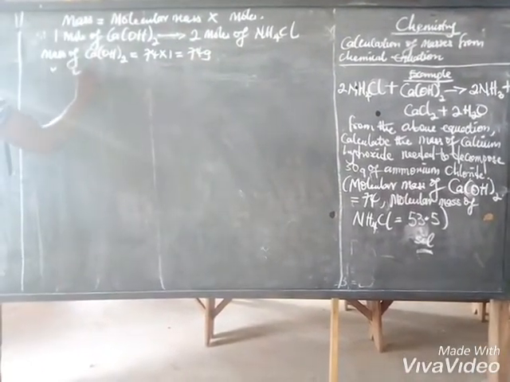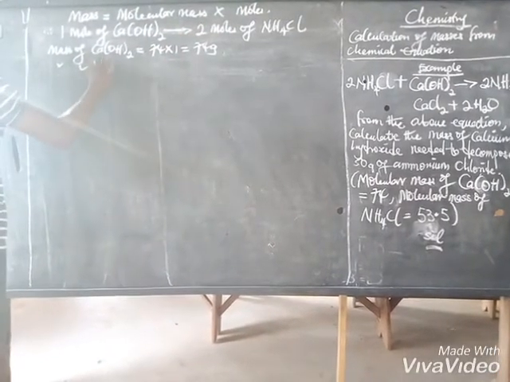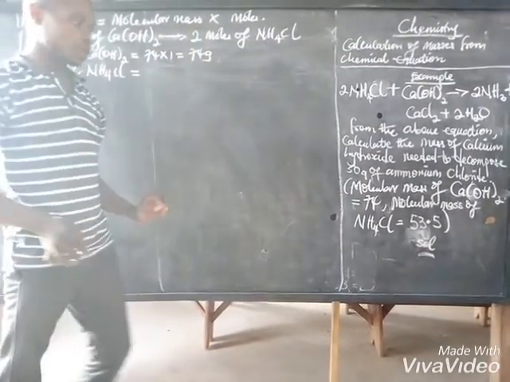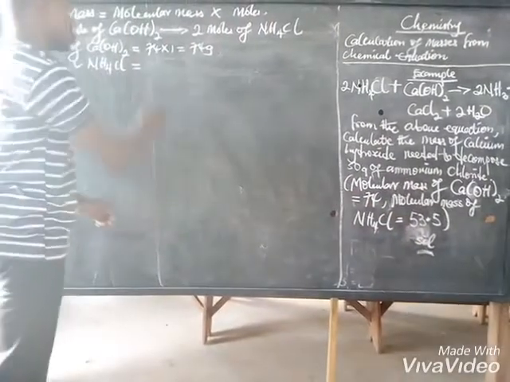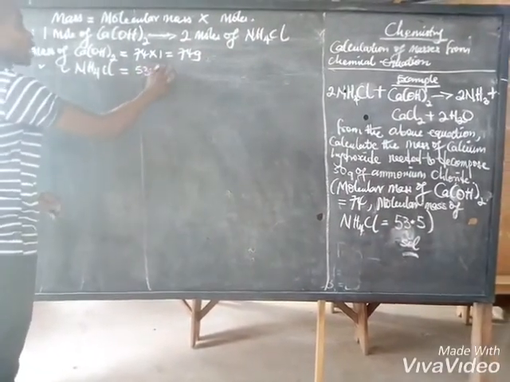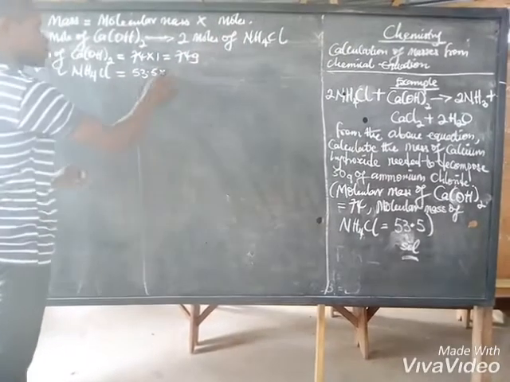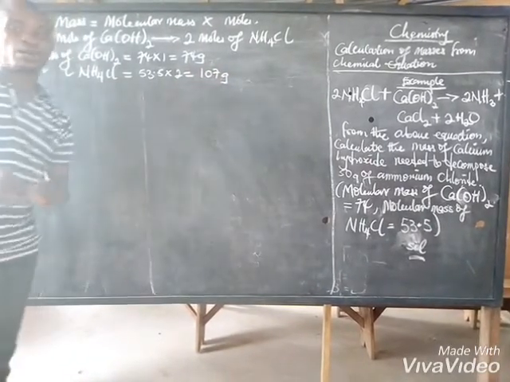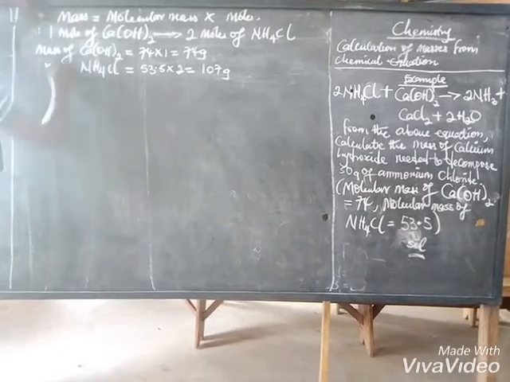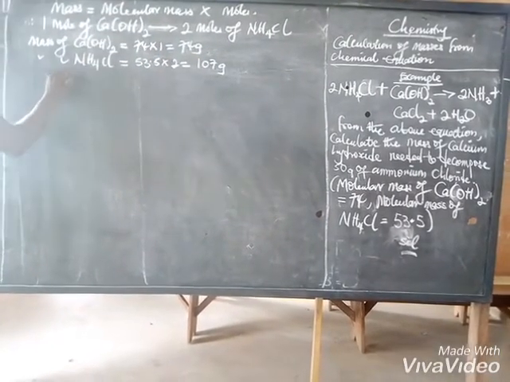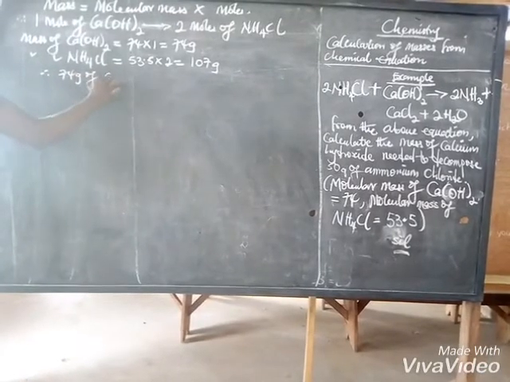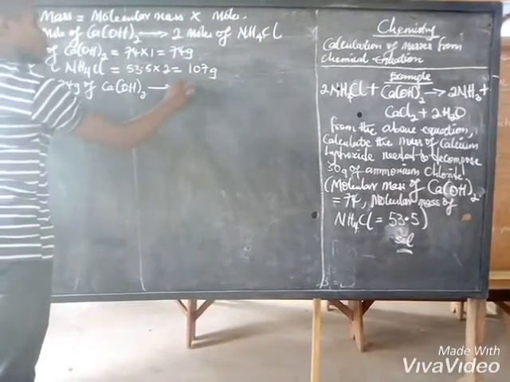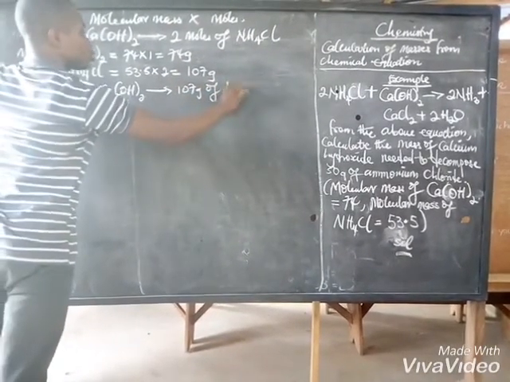Then you change the mass of ammonium chloride. The mass of ammonium chloride will be equal to the molecular mass of ammonium chloride given to us, 53.5 grams, times the number of moles, which is 2 moles of ammonium chloride, that is times 2. That will be equal to 107 grams. Okay, now since we've changed it, that means that 1 mole, which gives 74 grams of calcium hydroxide, will decompose 2 moles of ammonium chloride, which gives us 107 grams of ammonium chloride.